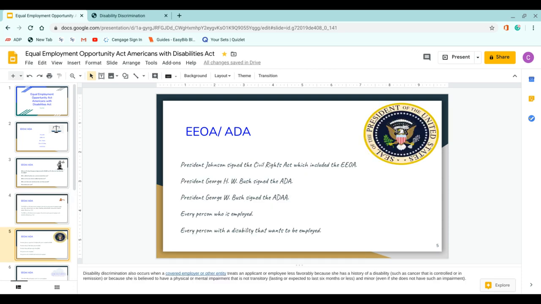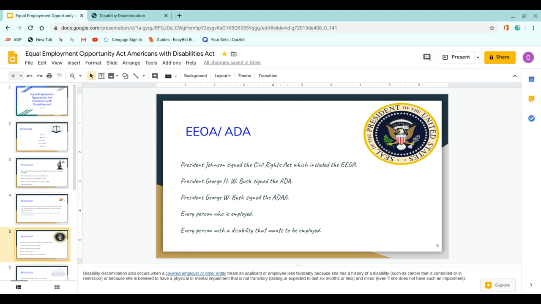President Johnson signed the Civil Rights Act, which included the Equal Employment Opportunity Act. It is Title VII of the Civil Rights Act. President H.W. Bush, the senior, signed the Americans with Disability Act. President George W. Bush, the junior, signed the amendment to the Americans with Disability Act.